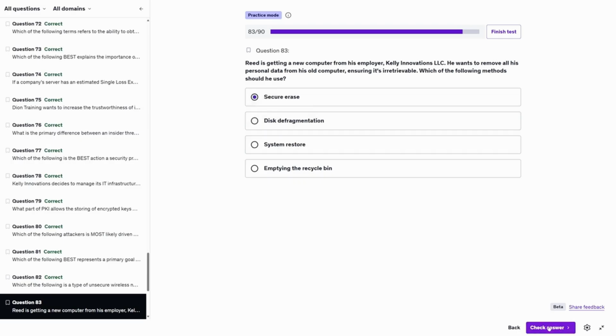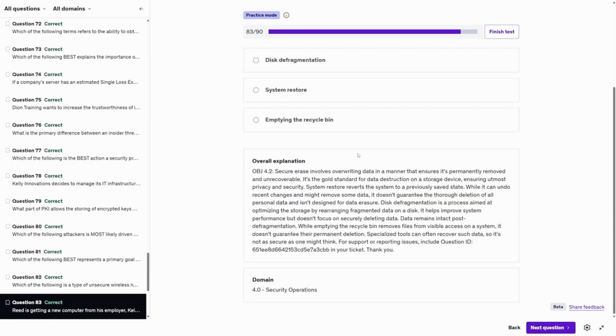The correct answer would be secure erase. Secure erase involves overwriting data in a manner that ensures it is permanently removed and unrecoverable. It's the gold standard for data destruction on a storage device, ensuring utmost privacy and security. I'll leave up the incorrect answers for a few extra seconds.